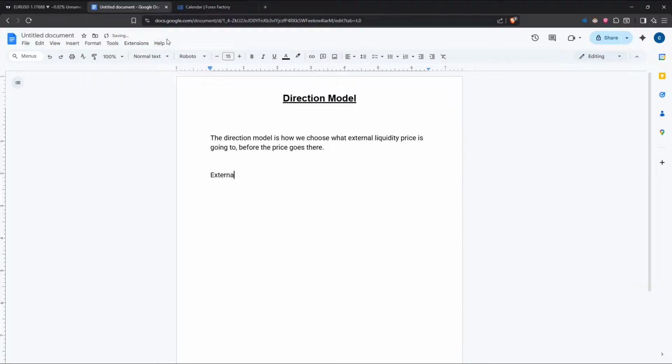Internal, it's actually a different shape. External liquidity is the liquidity we are targeting. Give me a second. Open up my previous notes so I can properly make this up. So we need another one for entry model. We'll get to entry model later.